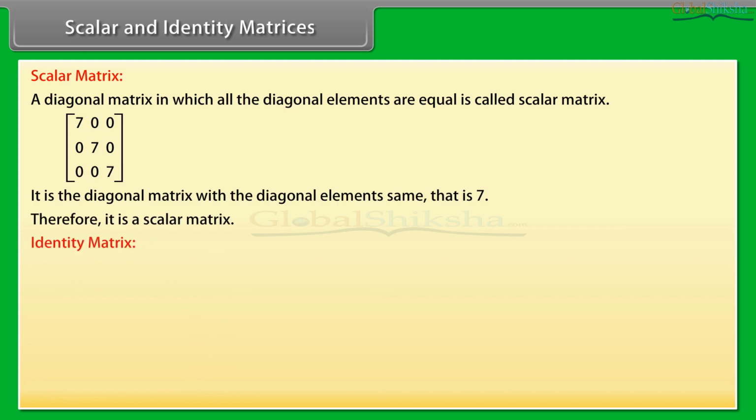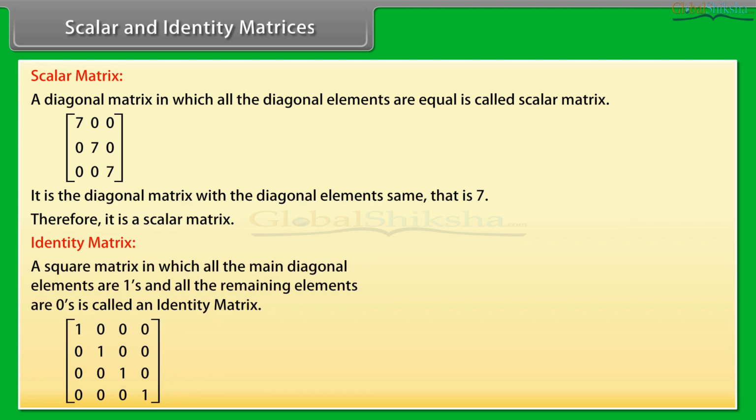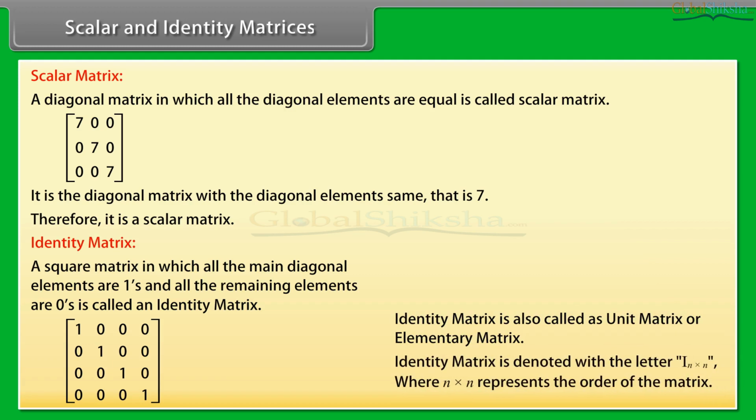Identity matrix. A square matrix in which all the main diagonal elements are 1s and all the remaining elements are zeros is called an identity matrix. Identity matrix is also called a unit matrix or elementary matrix. Identity matrix is denoted with the letter I, n by n, where n by n represents the order of the matrix.